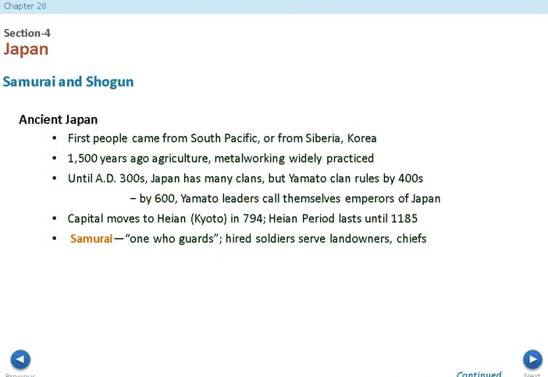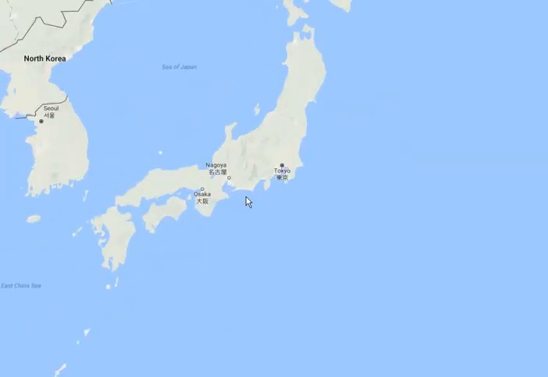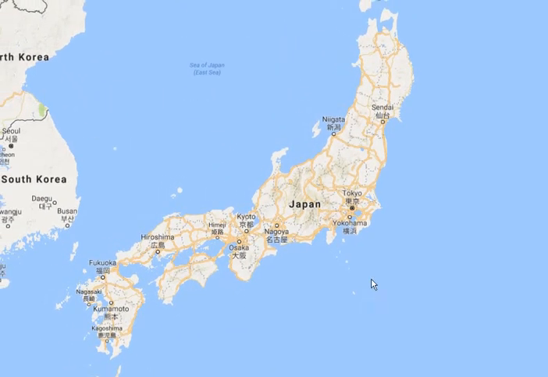Till about 300 AD, Japan has many clans, but the Yamamoto clan rules by the 400s. By the 600s, Yamamoto leaders call themselves the Japan. Now, one thing to realize about Japan is that it has a long and interesting history, because there are a bunch of clans all over, and these clans continue to fight and fight, and the emperor is going to become very famous.